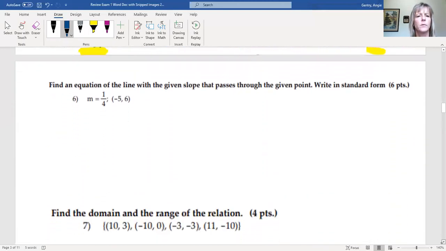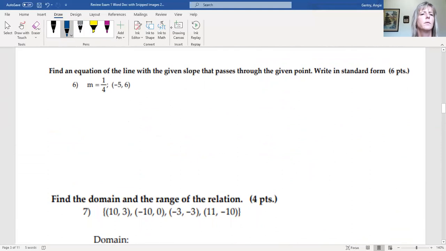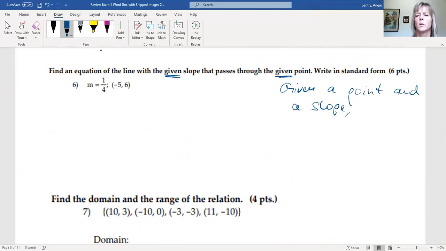Okay, find an equation of the line with a given slope that passes through the given point. So when I'm teaching this in class, I always say, focus on what is given. You're given a point and a slope. So use point-slope form.